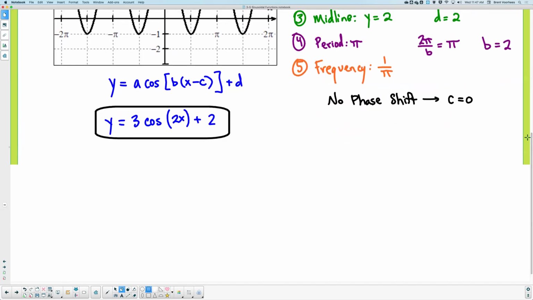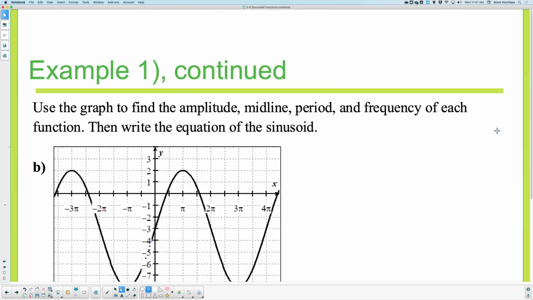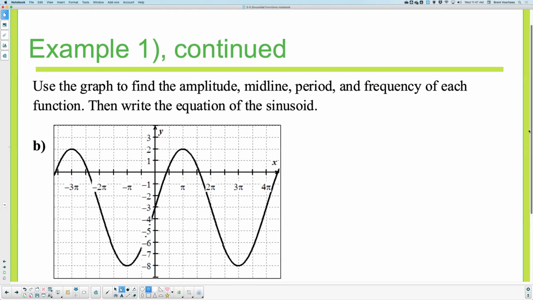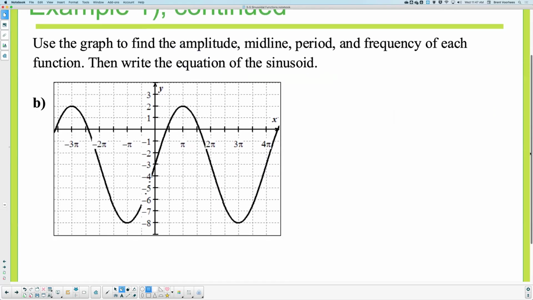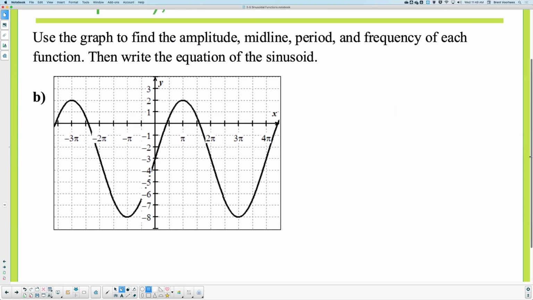Okay, I want to reload. I want to look at part B. Let's look at the second one. First, it says use the graph to find the same values. So what did I actually do first last time? Let's determine if it's a sine or cosine.